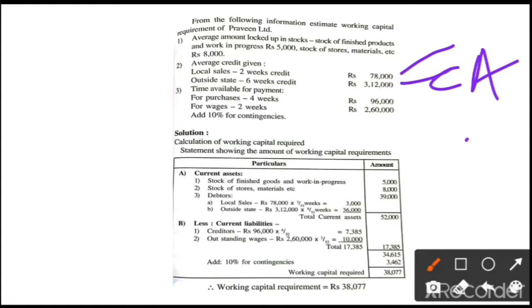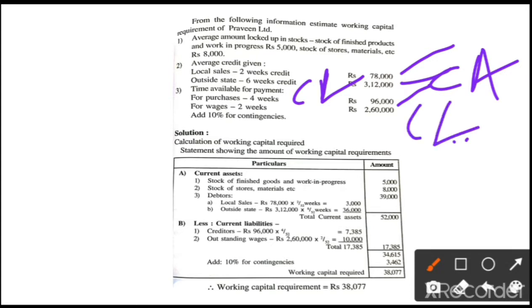Time available for payment: purchase 4 weeks, wages 2 weeks. See, purchase means whenever we made a purchase, proportionately it is our responsibility to make the payment to the seller. Whatever payment we make, there is a delay of 4 weeks, so only after 4 weeks we have to make it. It is a liability. So that 96,000 for purchase is a current liability. And wages also, we have to make the payment. This is also a current liability.